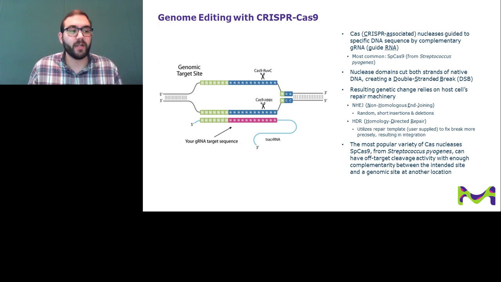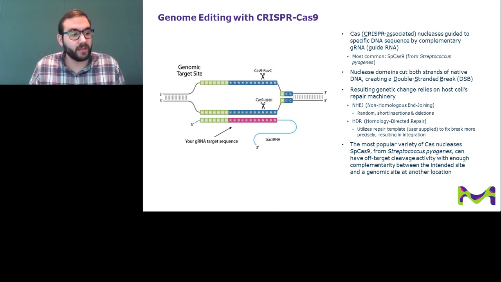Any resulting genetic change relies on the host cell's repair machinery. In mammalian cells, either non-homologous end joining or homology-directed repair. The first causes random short insertions and deletions, and the second utilizes a repair template that the CRISPR users supply to fix the break more precisely, resulting in integration of a sequence.